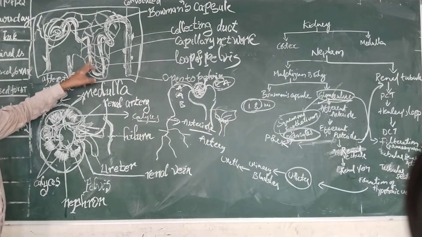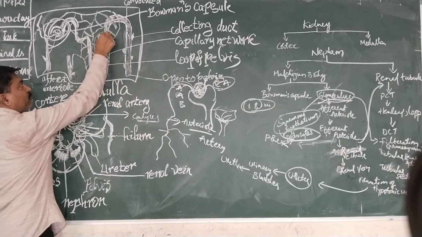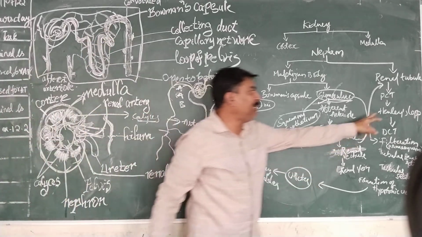It will be continued as a U-shaped tube-like structure, which is known as Henle's loop.